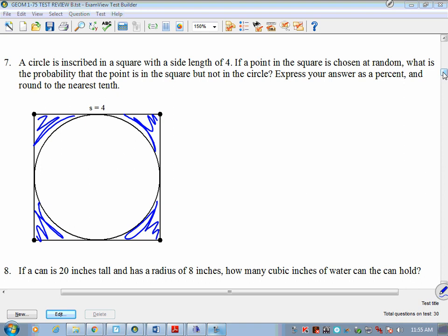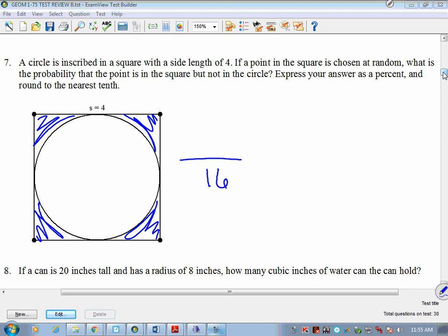So remember, the probability is desired over total. In this case, it's area over area. So desired area over total area. Well, total area is not too hard to find, right? What is the total area of that entire figure? 16. You just took 4 times 4, you got 16. Great. But how do I find the area of the shaded region?